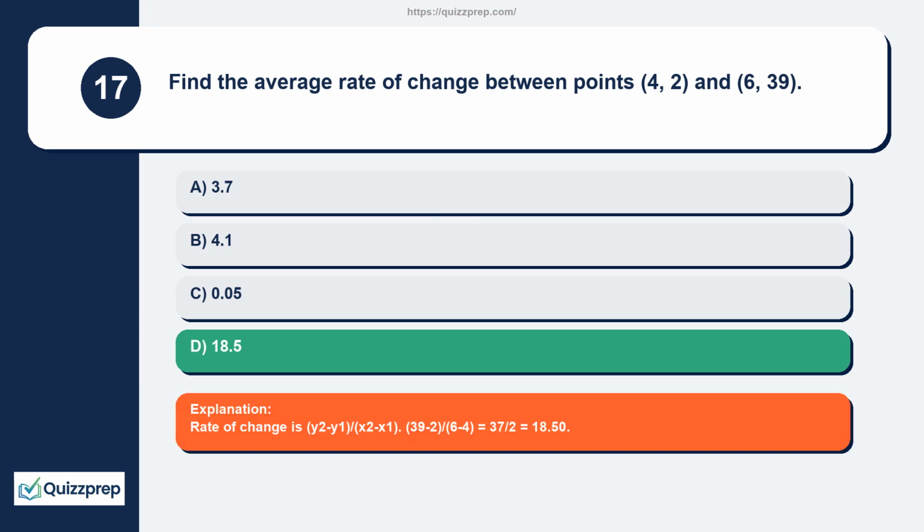Rate of change is (y2 - y1) / (x2 - x1). (39 - 2) / (6 - 4) equals 37/2 equals 18.50.